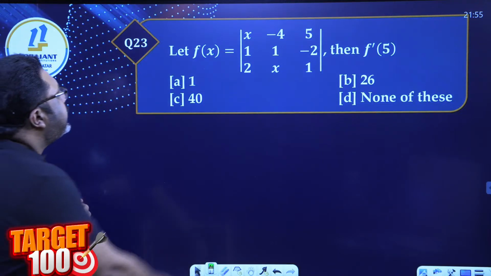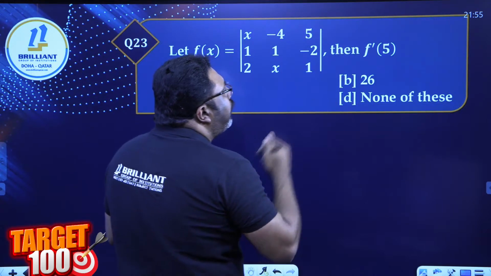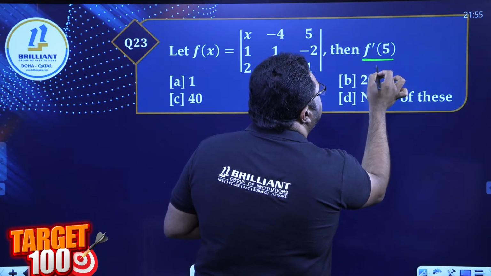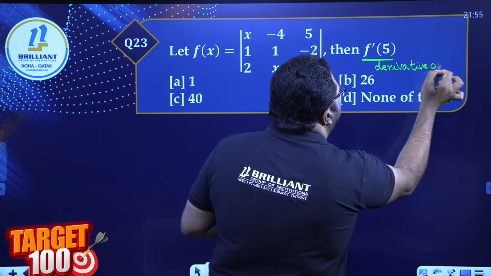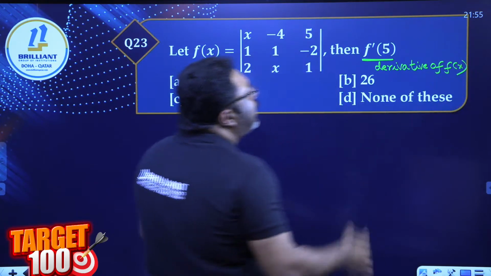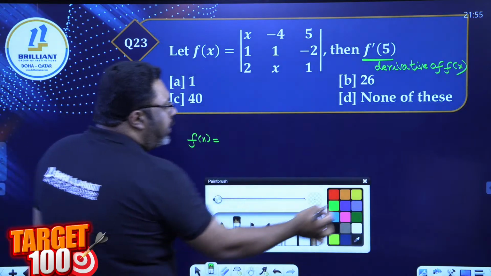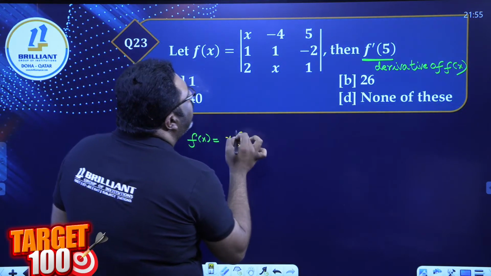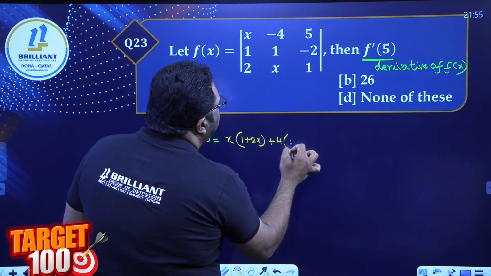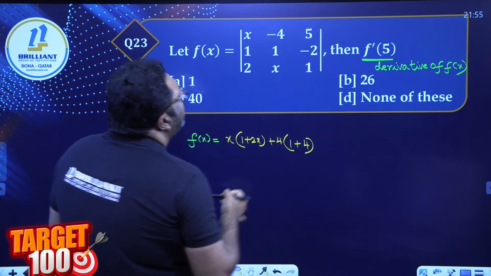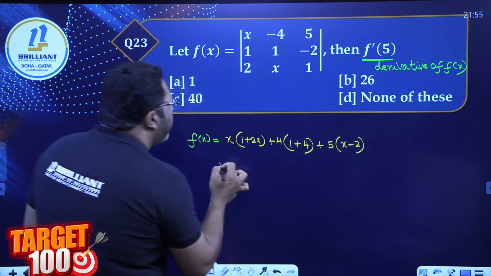Question number 23. They are saying that f of x is a determinant like this. Then find f dash of 5. You should be knowing what f dash means. It is the derivative. A question of derivative comes in determinants. So let's find out what is f of x first. I'm going to solve it using determinants. X multiplied with 1 plus 2x. 4 multiplied with 1 plus 4. And 5 multiplied with x minus 2. This is f of x.